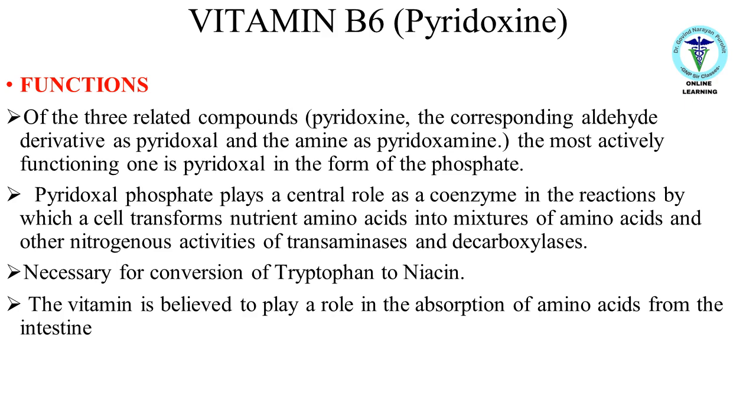Pyridoxal phosphate plays a central role as a coenzyme in the reactions by which a cell transforms nutrient amino acids into mixtures of amino acids and other nitrogenous compounds, through the activities of transaminases and decarboxylases, necessary for conversion of tryptophan to niacin. The vitamin is believed to play a role in the absorption of amino acids from the intestine.